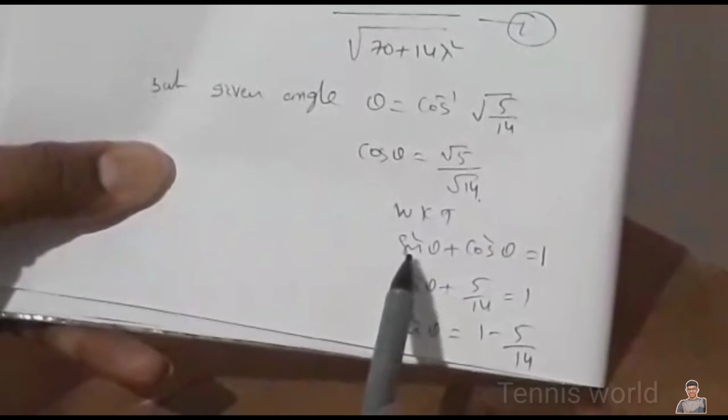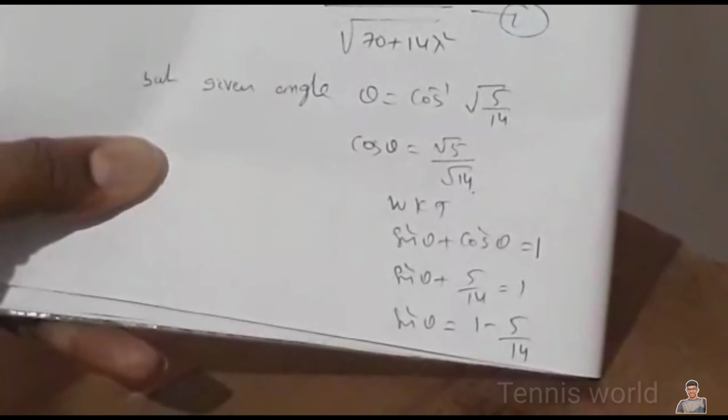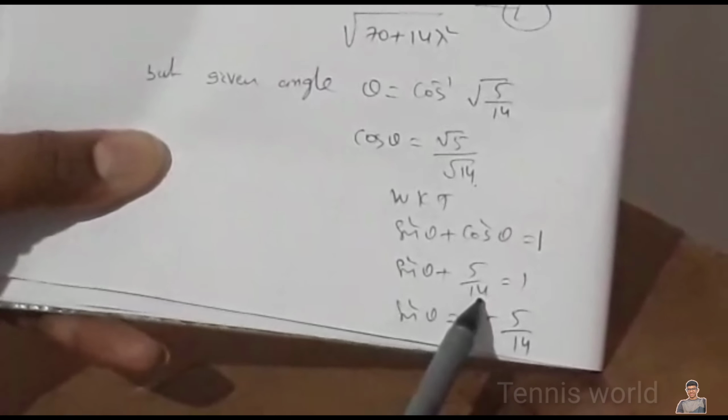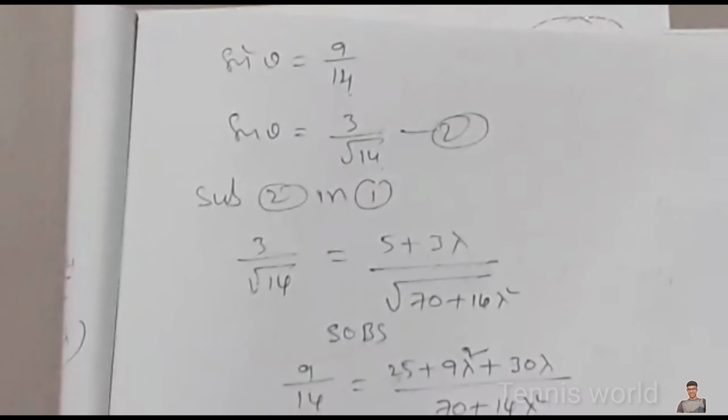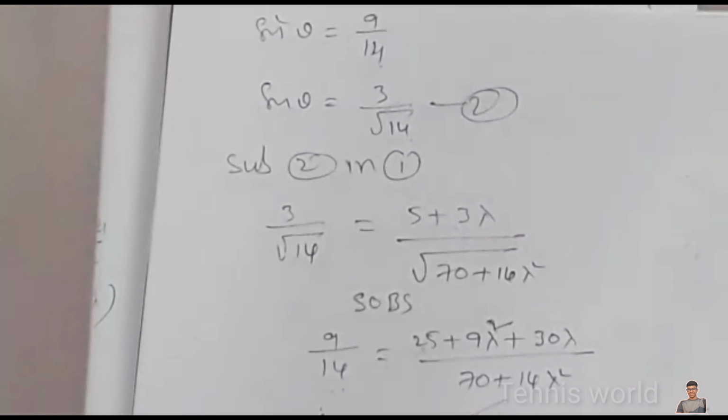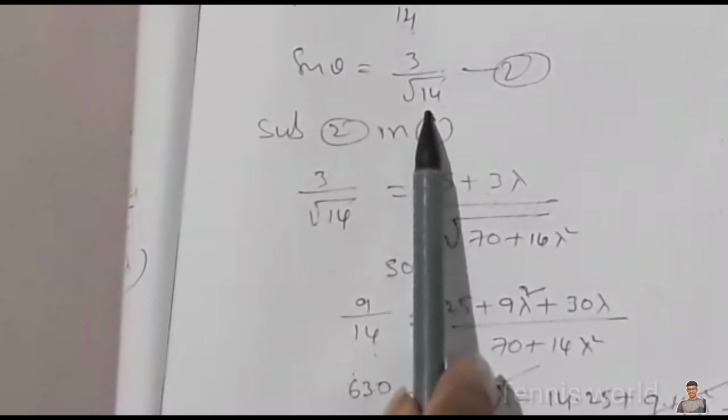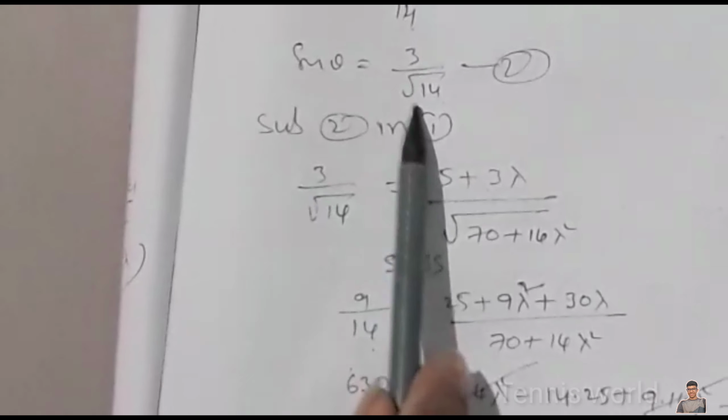How? We know that sin square theta plus cos square theta is equal to 1. So in this formula, keep the value and you will get 5 by 14. Send it across: 1 minus 5 by 14. If you take the LCM, 14 minus 5, that is equal to 9 by 14. So sin square theta is equal to 9 by 14, then sin theta is equal to 3 by root 14. Okay? This is the value for sin theta.